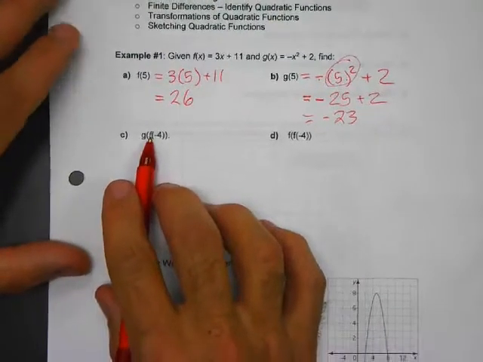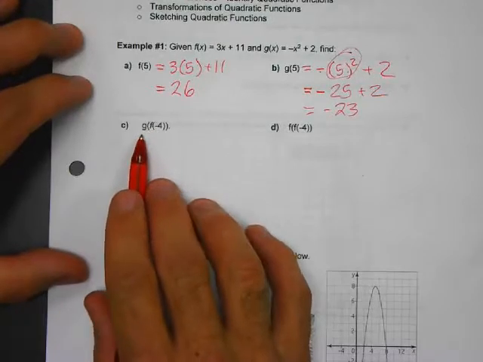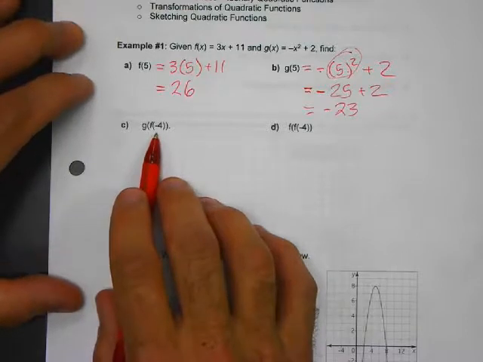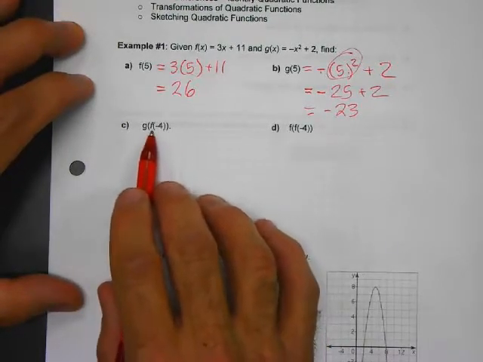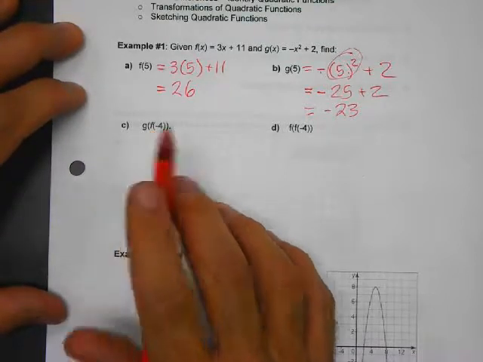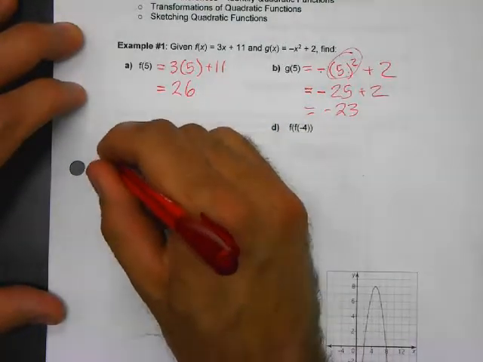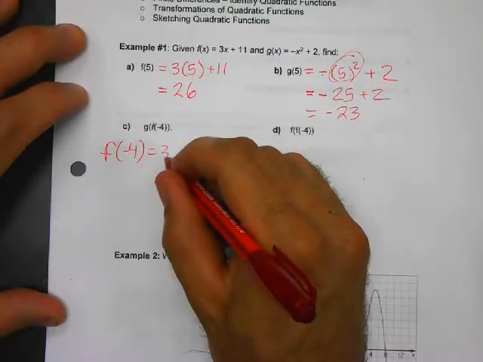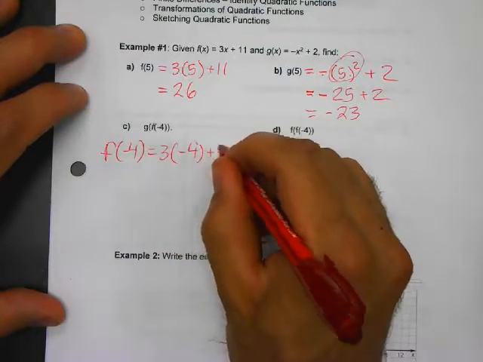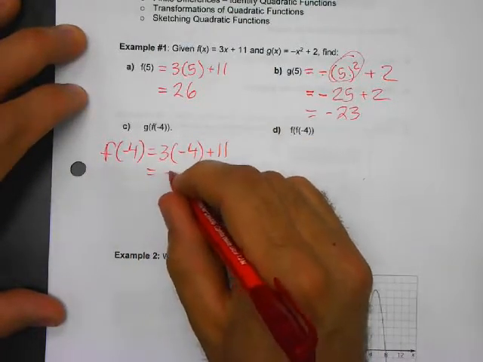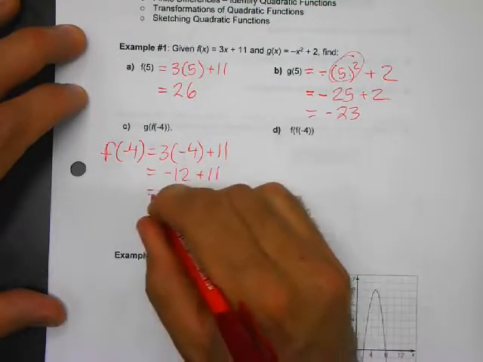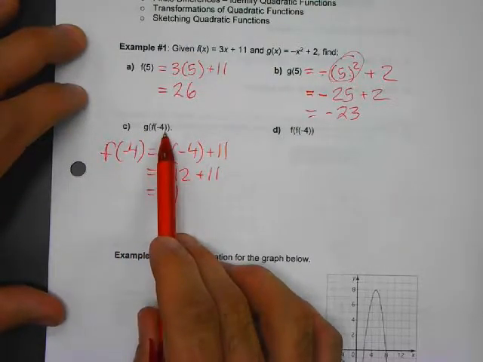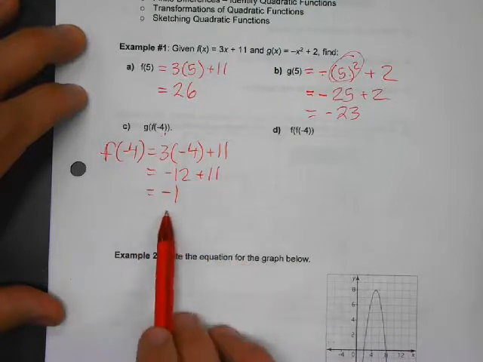Now, what's nice about this video is you can listen to how I'm about to say this. This is g of f of negative 4. Don't let it scare you. You're going to say, well, the inner part is f of negative 4. So let's not go all next level here. Let's just find what f of negative 4 is. So f of negative 4 is 3 times negative 4 plus 11. That gives you negative 12 plus 11 is negative 1. So now instead of saying g of f of negative 4, I'm going to say g of whatever that is, and that is negative 1.